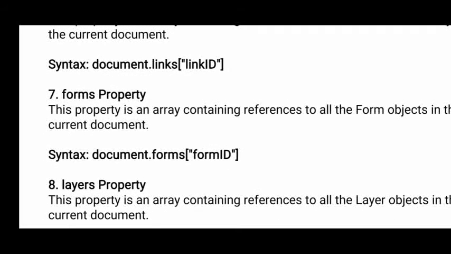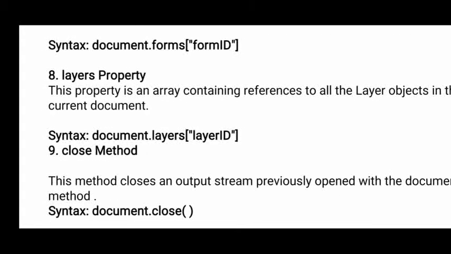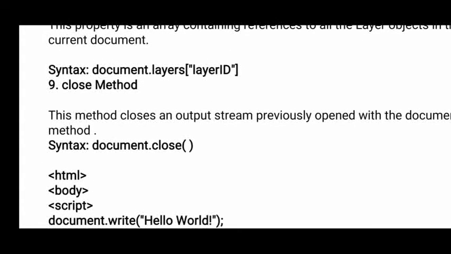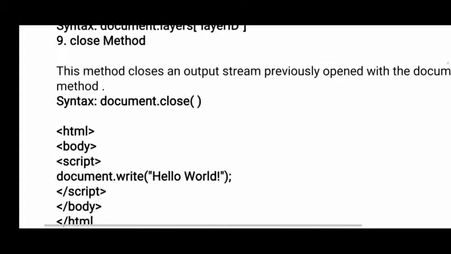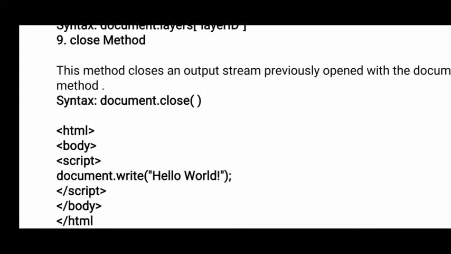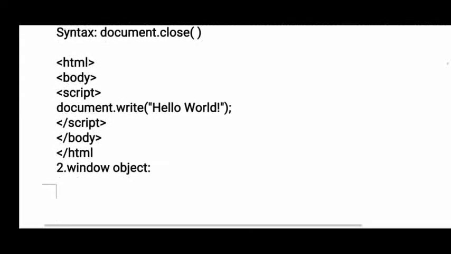Now forms: how many HTML forms are there in the browser window on the HTML document, you can find out by using the forms property. Layers: how many layers are there in the HTML document. And when you are closing the browser window, that will become a close method. Internally the close method is called, that is also on the HTML document. So document dot close, and the window will be closed.